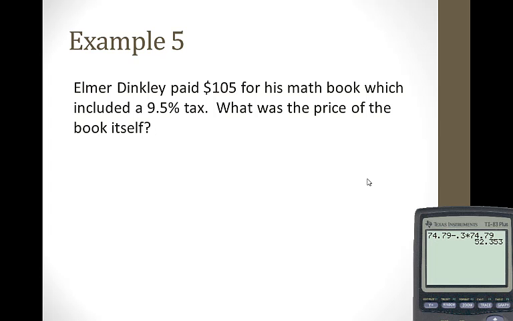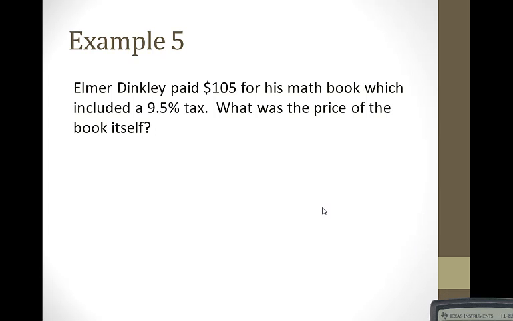Okay, Elmer Dinkley paid $105 for his math book, which included a 9.5% tax. What was the price of the book itself? So pause the video here, see if you can work with this one. Do it very similar to how we did the last one. It's slightly different though. So make up a number that it could possibly be, and see if you can figure out how you would add the sales tax to it. So make up some value that could be the original price of the book itself, and then create some sort of equation with that, and then see if you can go ahead and solve it.